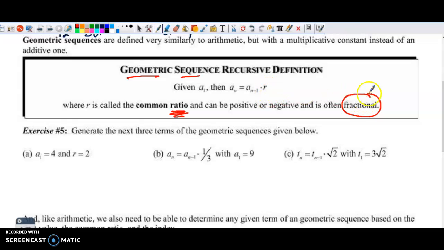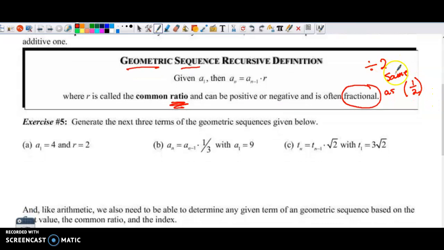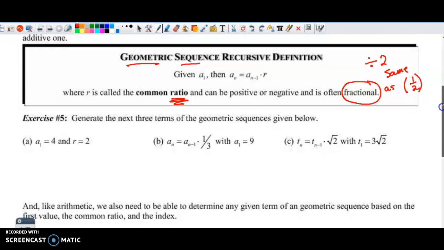And ratio will also help you do division. And something you should know at this point in your high school career is that if the pattern is dividing by 2 over and over again, or dividing by 3, whatever the number is, that's the same as multiplying by 1/2. So if you have a pattern where you're dividing over and over again, you might as well say that you're multiplying by 1/2. Or multiplying by whatever the reciprocal is.